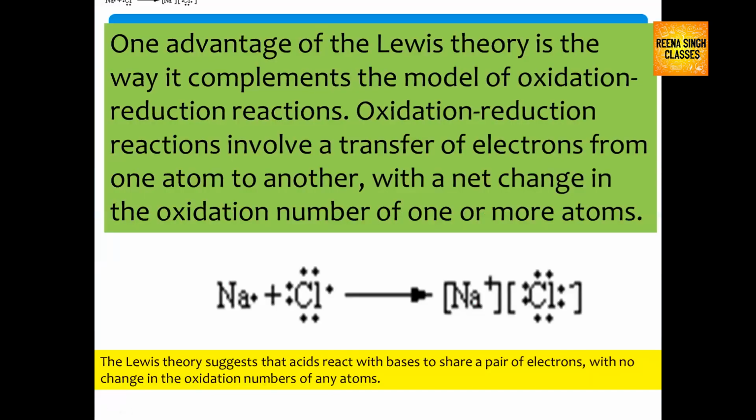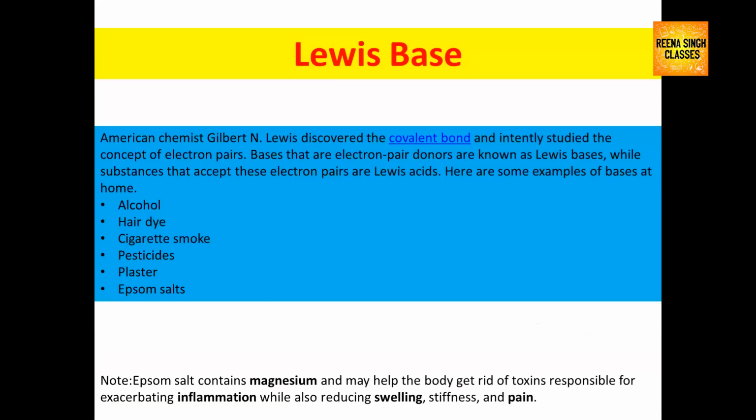One advantage of Lewis theory is that it complements the model of oxidation-reduction reactions, in which there is a transfer of electrons from one atom to another with a net change in the oxidation number of one or more atoms. So formation of sodium ion and chloride ion takes place. A few examples of Lewis bases are alcohol, hair dye, cigarette smoke, pesticide, plaster, and Epsom salts.